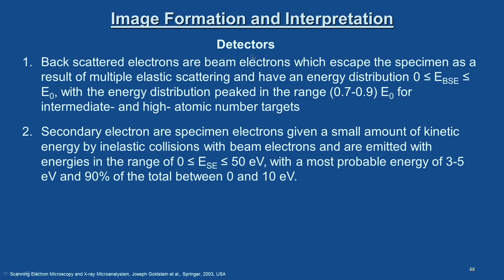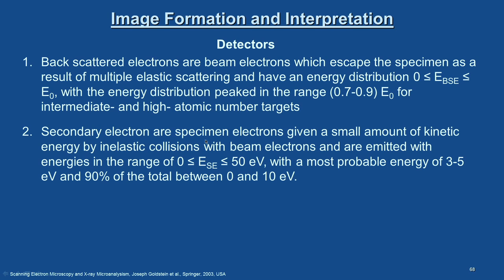When we talk about detectors, we have already classified these signals. Let us recollect those. Backscattered electrons are beam electrons which escape the specimen as a result of multiple elastic scattering, and they have an energy distribution between 0 and E naught, with the distribution peaked in the range 0.7 to 0.9 E naught for intermediate and high atomic number targets. This is the characteristic of BSEs.